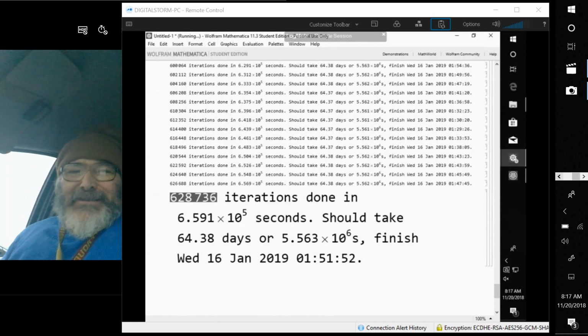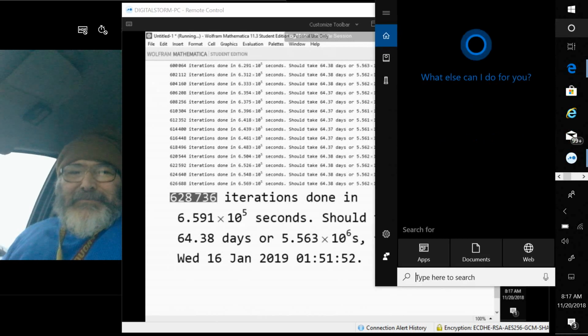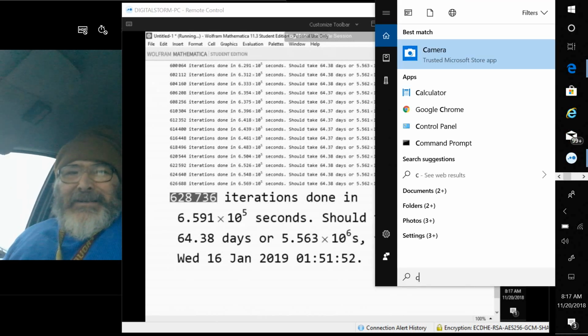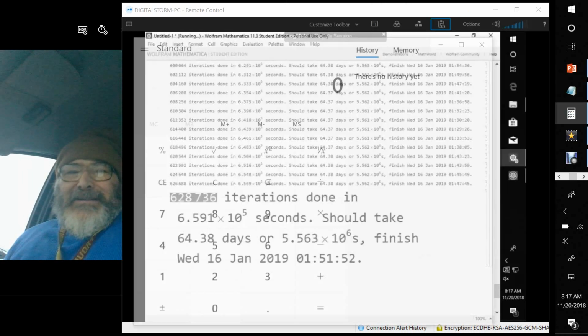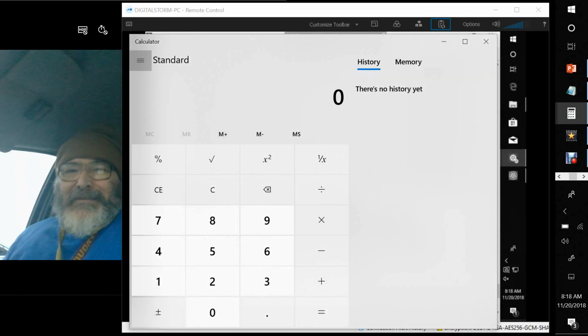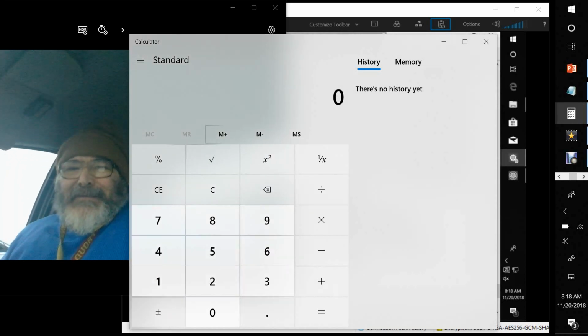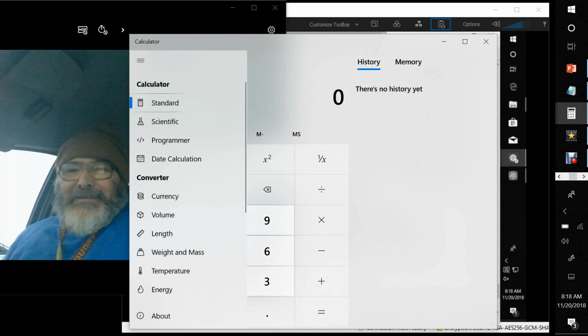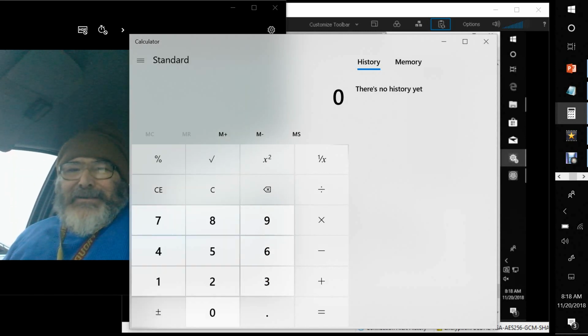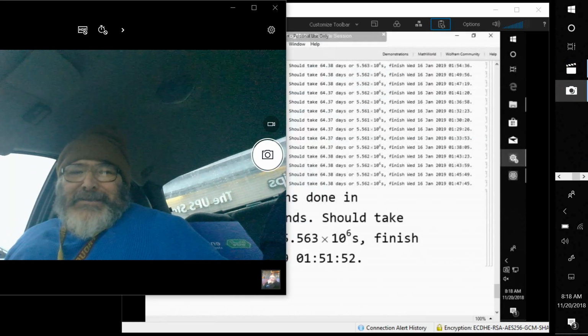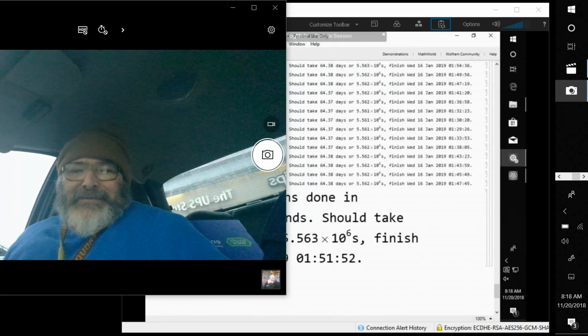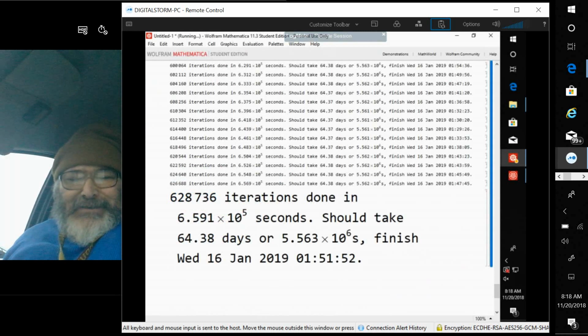Let's see if I've got a calculator of some sort open. Now I'll open one. Calculator. Okay. Let's see. Now I can do this. Edit, paste, or Control V. That's the present number of iterations. Let's go back to the required iterations.